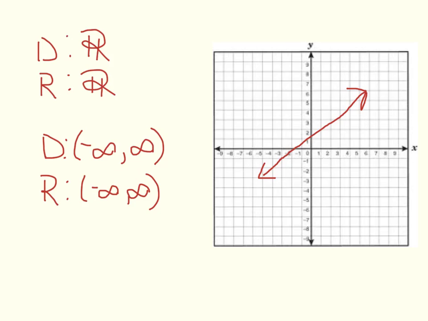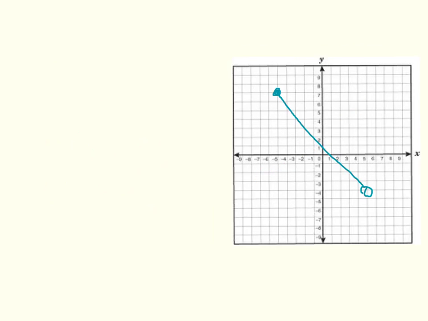Now let's move on to some linear graphs that have endpoints. In this example, we're going to look at a line segment that has a negative slope. On the upper left side, we have an endpoint that is filled in, and on the lower right side, we have an endpoint that is hollow.